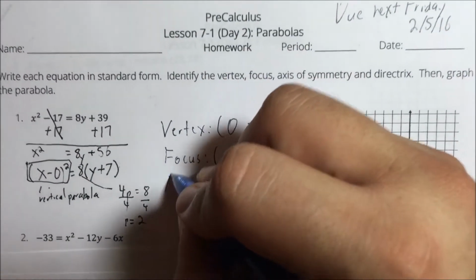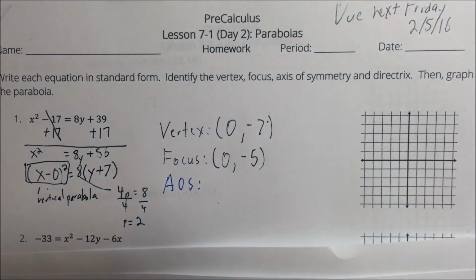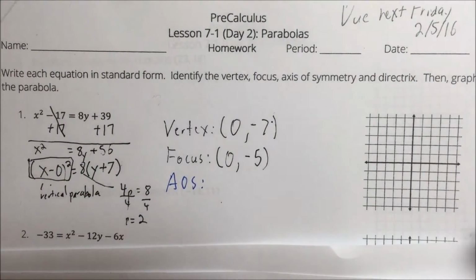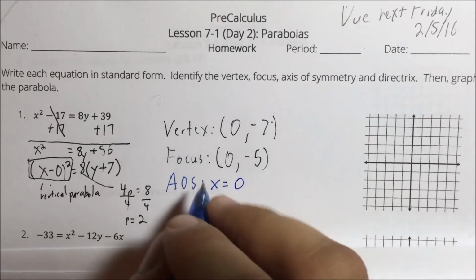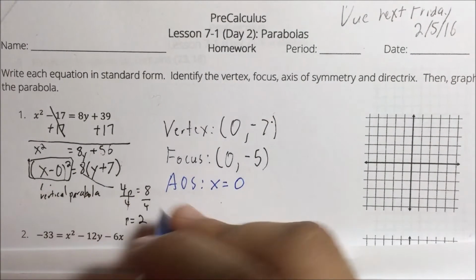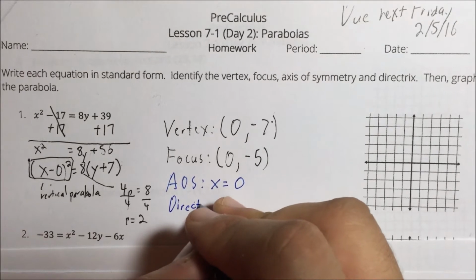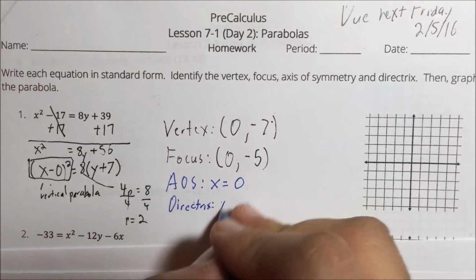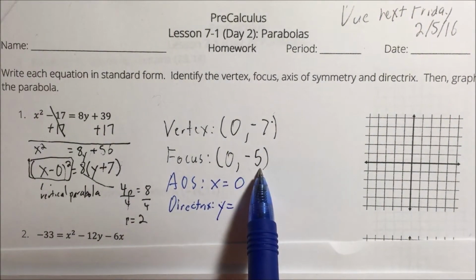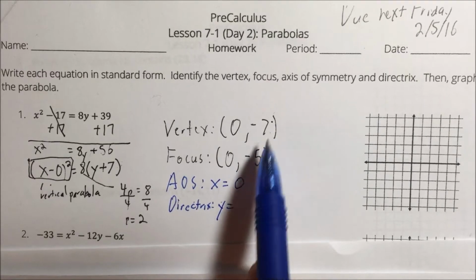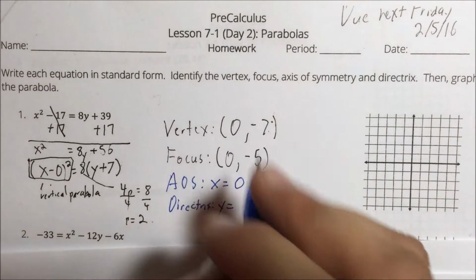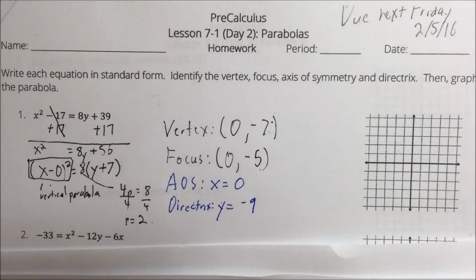For our axis of symmetry, remember, it's just going to be whatever the x variable is, but this time it's a line, so rather than writing a coordinate point, we're going to say x is equal to 0. And for my directrix, again, remember that the directrix is y is equal to, instead of k plus 2, which is the p, it's going to be k minus 2. So negative 7 minus 2 is going to be negative 9.